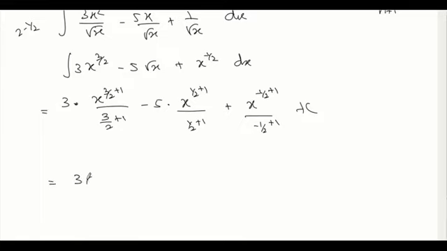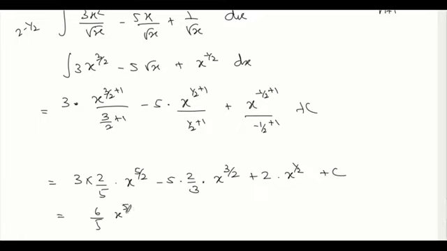That means 3 here, 2 into 2, 2 plus 3, 5. So 5 by 2. When it goes up, it is 2 by 5 into x power 5 by 2, minus 5 into 2 by 3 x power 3 by 2, plus this one actually 1 by 2, so 2 into x power 1 by 2 plus c. That's all, children. So 6 by 5 x power 5 by 2 minus 10 by 3 x power 3 by 2 plus 2 root x plus c.